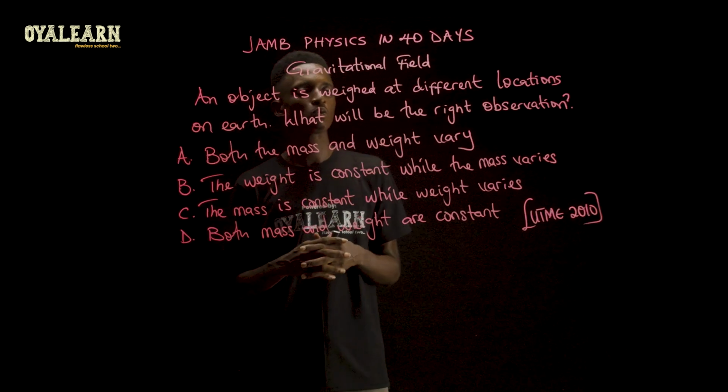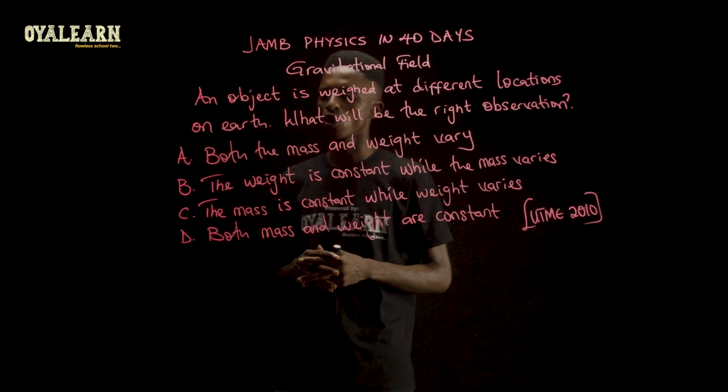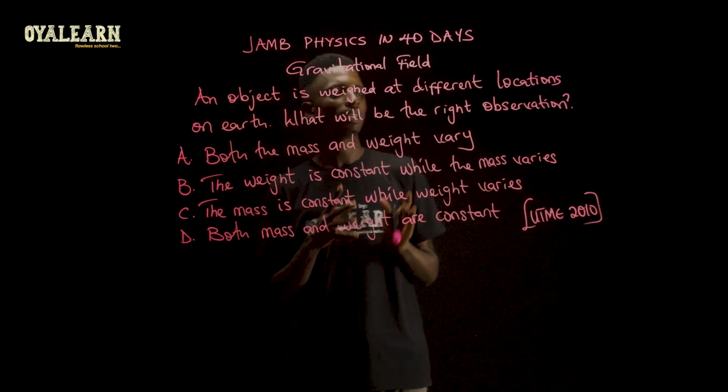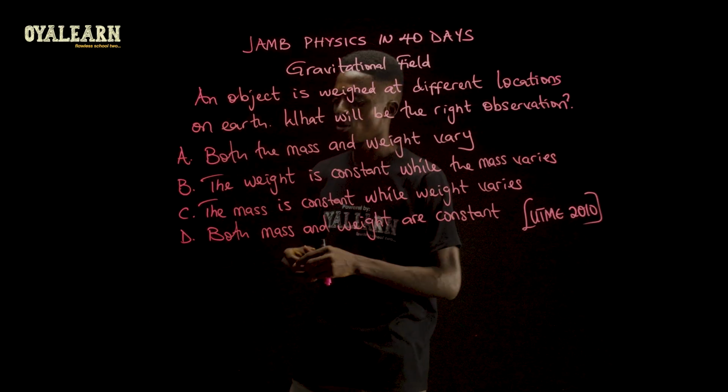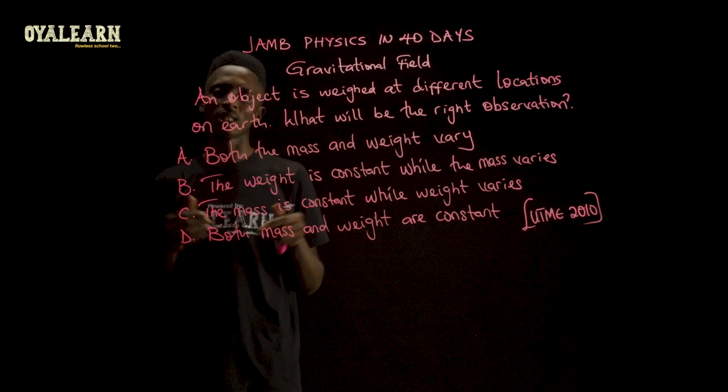An object is weighed at different locations on Earth. What will be the right observation? So let's look at the observations and pick out the one that is correct.